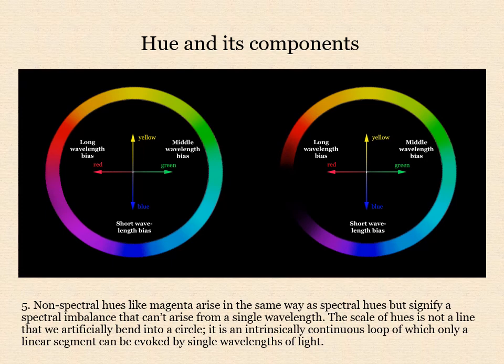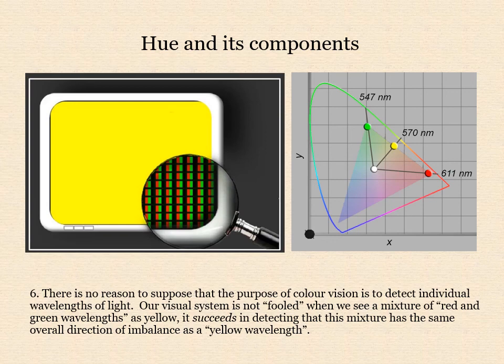Non-spectral hues like magenta arise in the same way as spectral hues, but signify an imbalance that it is impossible for a single wavelength to create. The scale of hues is not a line that we artificially bend into a circle. It is a continuous loop of which only a linear segment can be evoked by single wavelengths. Finally, there is no reason to suppose that the purpose of color vision is to detect individual wavelengths of light. Even approximately monochromatic light is very rare in our environment. Our visual system is not fooled when we see a mixture of so-called red and green wavelengths as yellow. It succeeds in detecting that this mixture has the same overall direction of imbalance as a yellow-appearing wavelength.